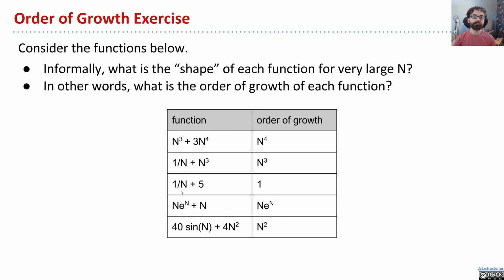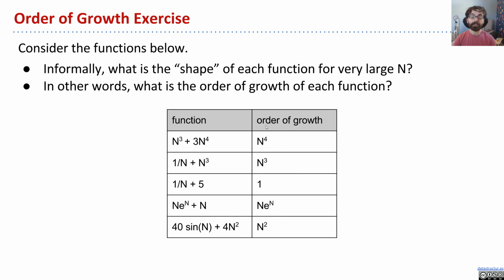So 1 over n, as n goes to infinity, is going to diminish to nothing, and we're left with just a constant, and we'll typically write that constant as 1. n times e to the n plus n, well, this left term is much bigger, and neither of these two parts of this term are constants, so we keep them. And for our final example, 4n squared, obviously for very large n, is going to be much larger than 40 sine n, which varies between minus 40 and 40.